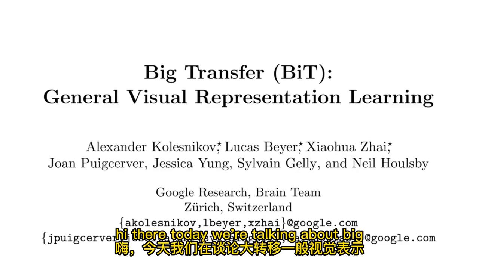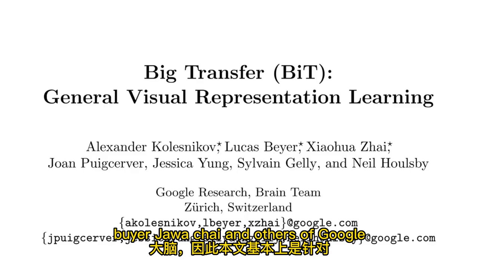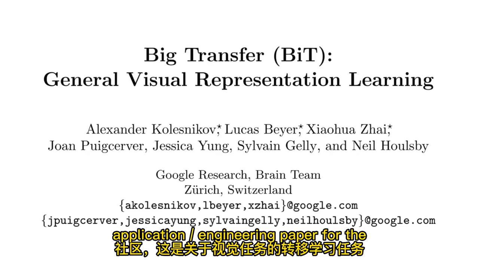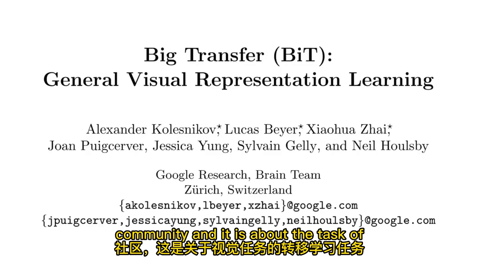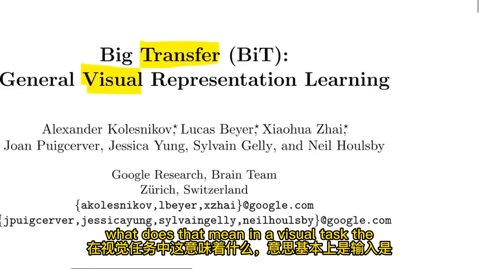Hi there. Today we're talking about Big Transfer: General Visual Representation Learning by Alexander Kolesnikov, Lucas Beyer, Xiaohua Zhai, and others of Google Brain. So this paper is basically an application slash engineering paper for the community. And it is about the task of transfer learning for visual tasks. So what does that mean?